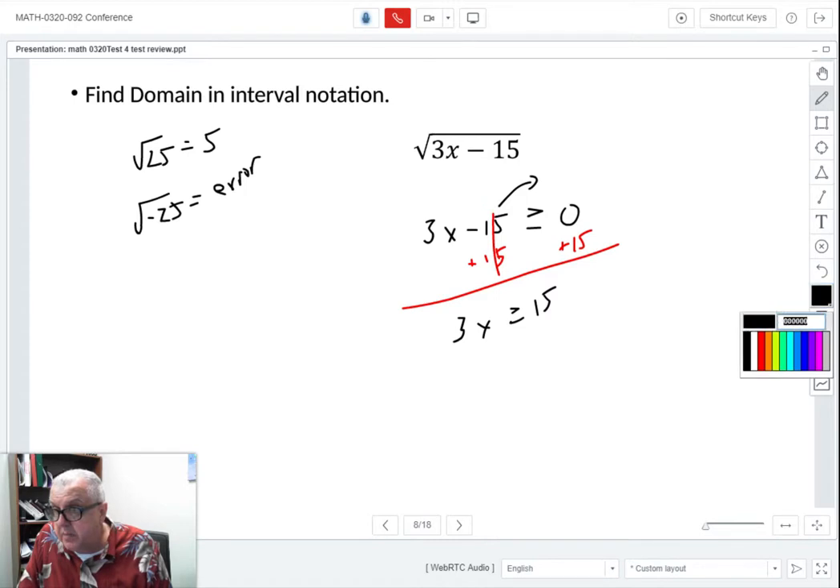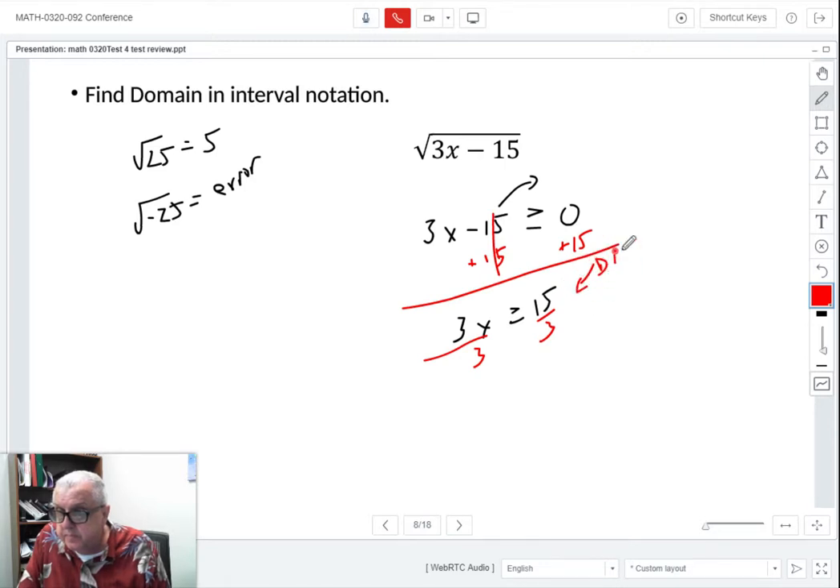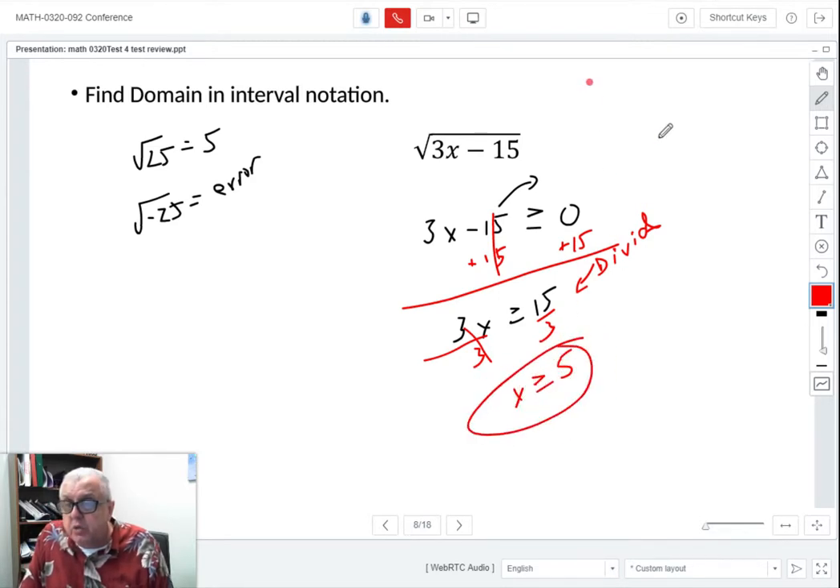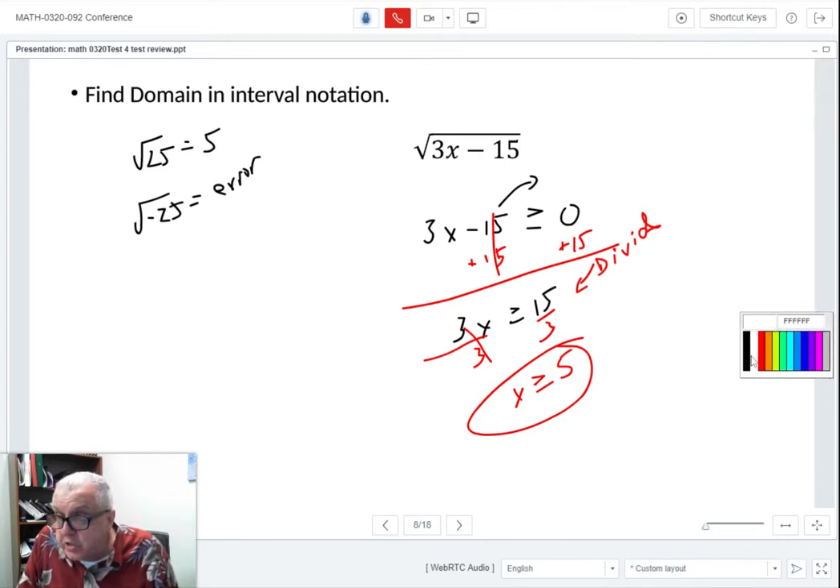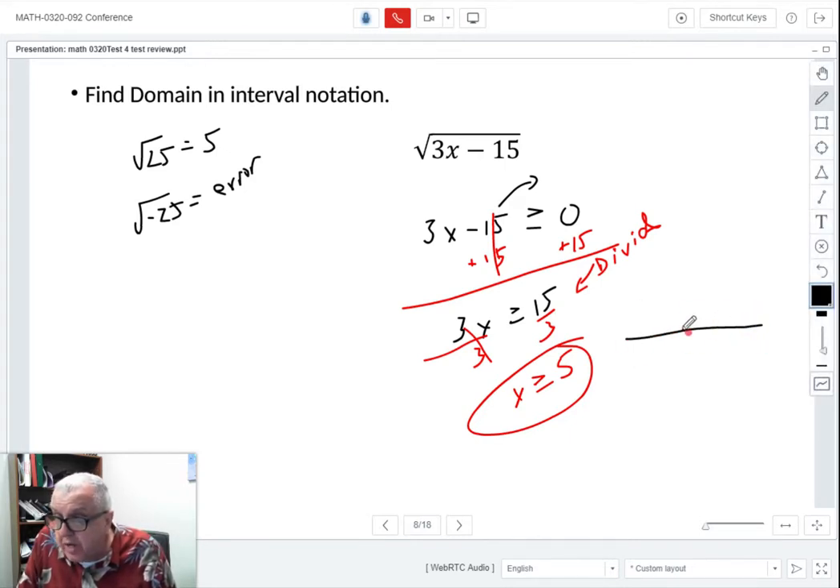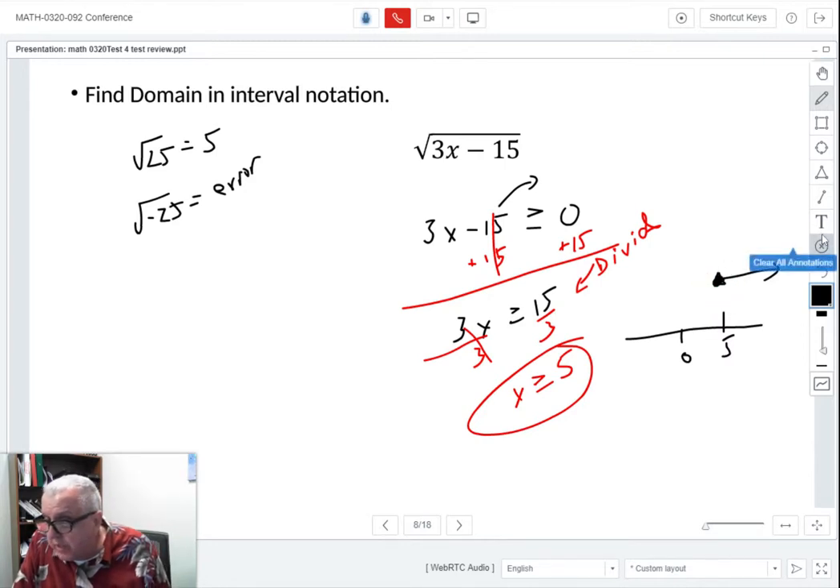Then I'm going to divide by 3. It's 3 times, so I'm going to divide by 3. And I get x is greater than or equal to 5. So a way to write this in interval notation, well, first let's graph it. Here's 0, here's 5. X is greater than or equal to 5, right? It equals 5 or it's greater than.